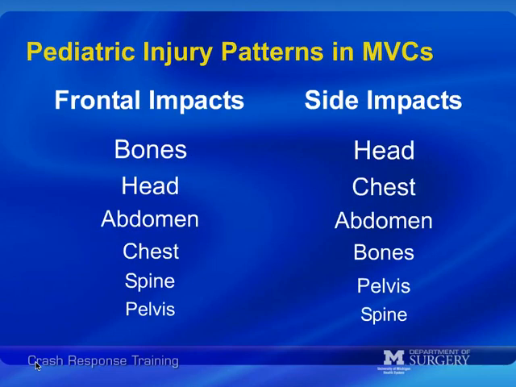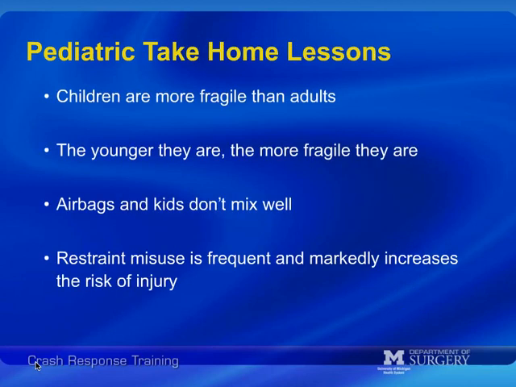Depending on multiple factors, age, restraint use, vehicle type, and type of crash, you may be looking at different injury patterns for pediatric patients than you are for adult patients. There is a greater risk of injury in side impacts. Pediatric take-home messages again are: children are more fragile than adults. The younger they are, the more fragile they are. Airbags and kids don't mix well, and restraint misuse is frequent and markedly increases the risk of injury.